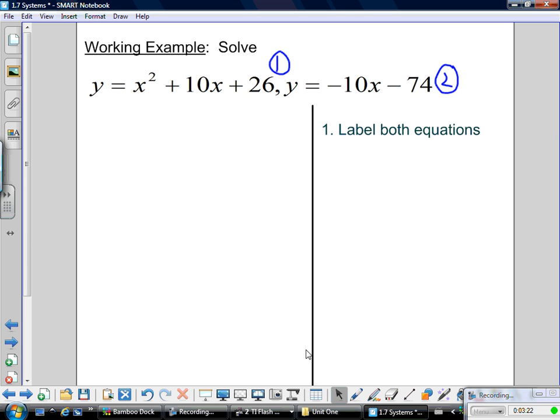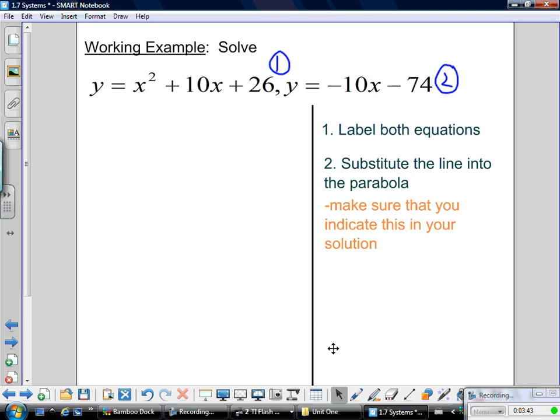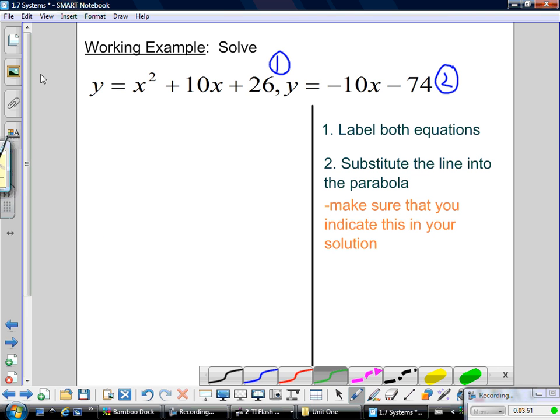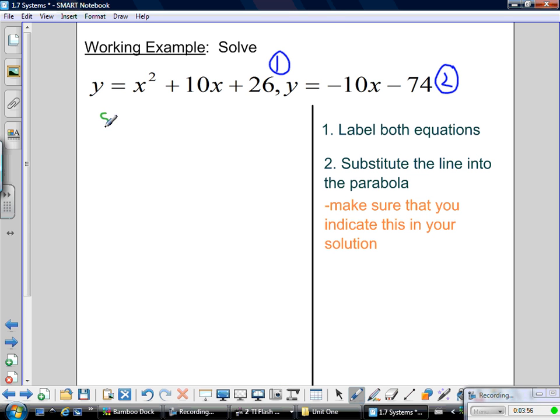The next thing I'm going to do is substitute the line into the parabola. Remember, we didn't do elimination when we did prerequisite skills, the reason being I knew that we were going to be doing substitution. When I substitute the line into the parabola, I have to make sure that I indicate this in my solution. I need to tell the person that is going to read my solution exactly what I'm going to do. So after I've labeled my equations, I'm going to say sub 2 into 1.